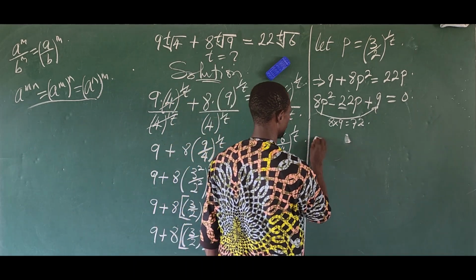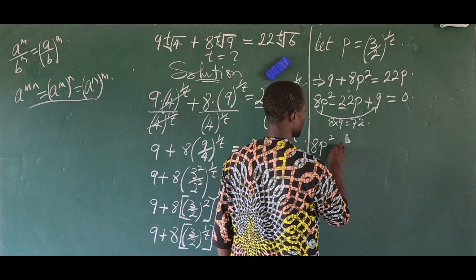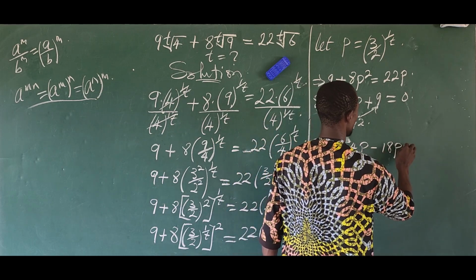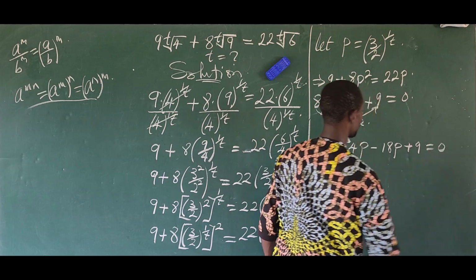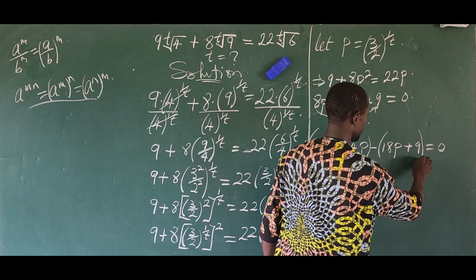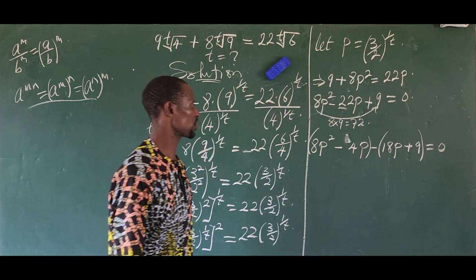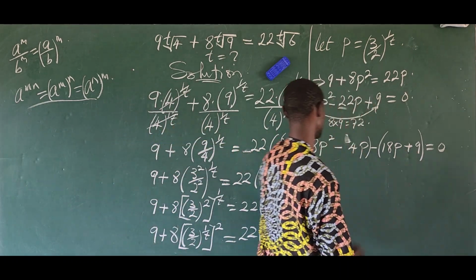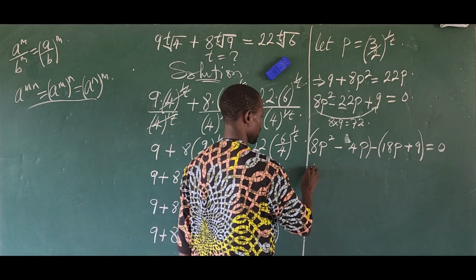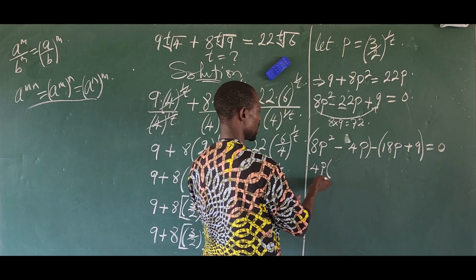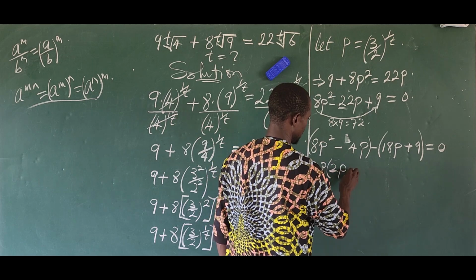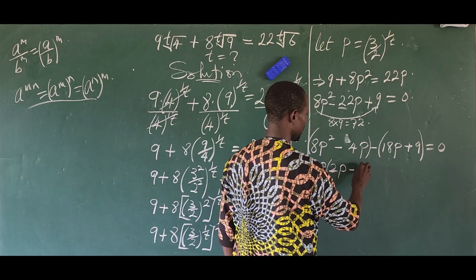Okay, so this is going to give us 8p to the power of 2 minus 4p, then minus 18p plus 9. This is equal to 0. Okay, so we put this in bracket. We also bracket this. So let's factor out terms that are common to this bracket and the ones common to this bracket. If you look at this, 4p is common here, right? So this is going to give us 4p. Then we use this to divide this. This will give us 2p. Then minus, we use this to divide this. We are left with 1.